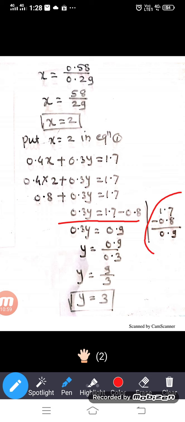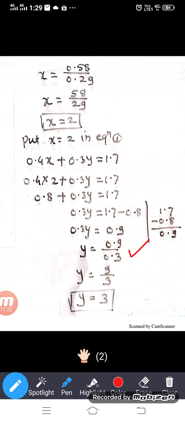This is the subtraction here. 1.7 minus 0.8. 17 minus 8 is 9. Carry is 1. 1 minus 1 is 0. 0.9 is the subtraction. Then you get 0.3y is equal to 0.9. 0.3 goes to the other side. Then you get divide 0.9 upon 0.3.